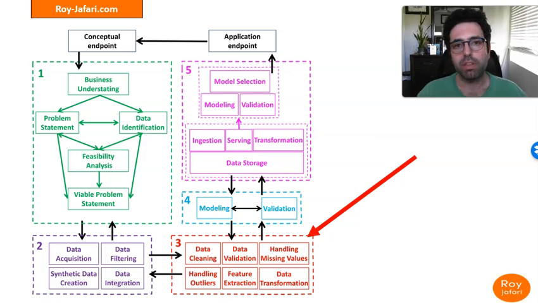The end goal of this stage is to improve the quality of the data we get from stage 2. We've got some very famous components here, such as data cleaning, data validation, handling missing values, handling outliers, but also feature extraction and data transformation that may not be as famous. So I'm going to skip the famous ones. Let's talk a little bit about data transformation and feature extraction, and we're going to do that by way of example.